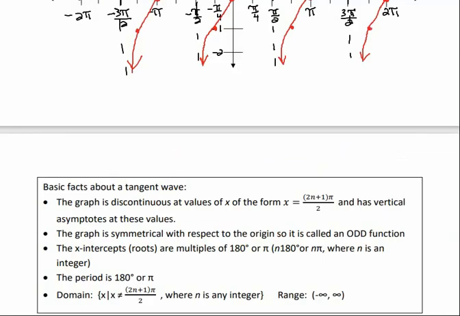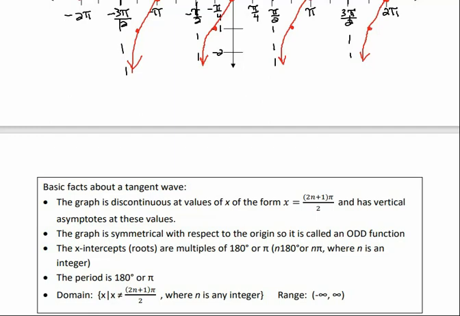Now, these are some basic facts about the tangent wave or curve. Unlike sine and cosine, the graph is discontinuous. It's discontinuous at values of x in the form of 2n plus 1 times pi over 2. It's discontinuous in increments of pi. And it's symmetric with respect to the origin, so it's an odd function. Again, that means if we were to rotate it on the origin 180 degrees, it would look the same. So if you were to flip your paper upside down, it would look the same.